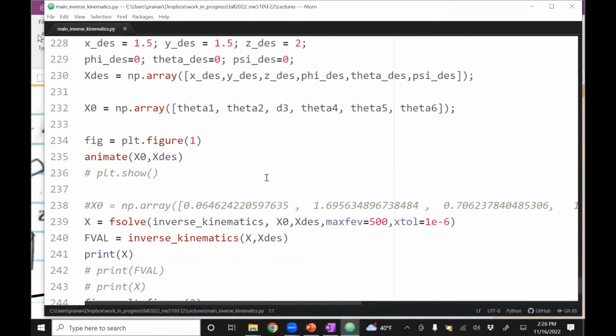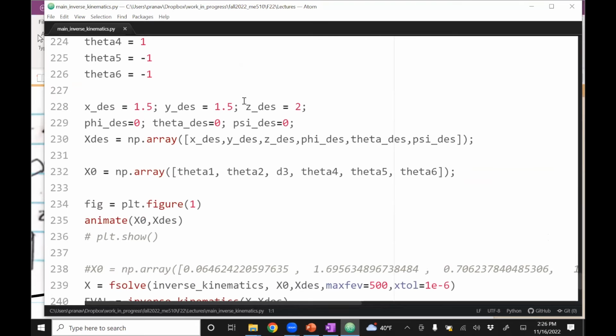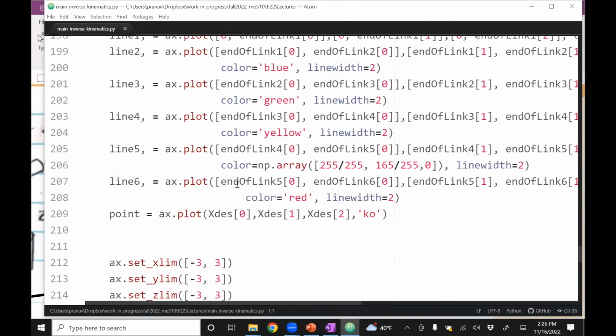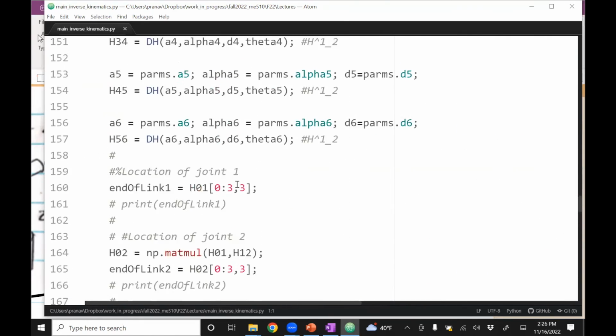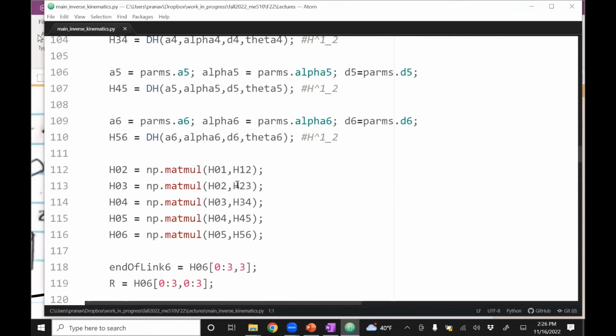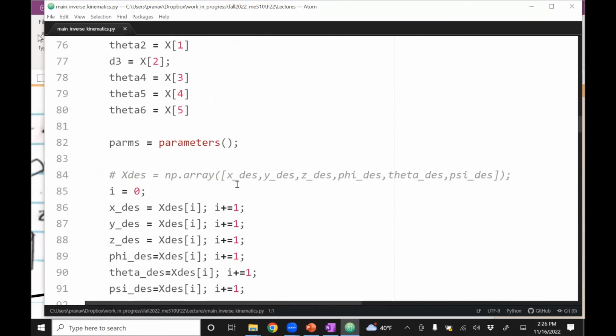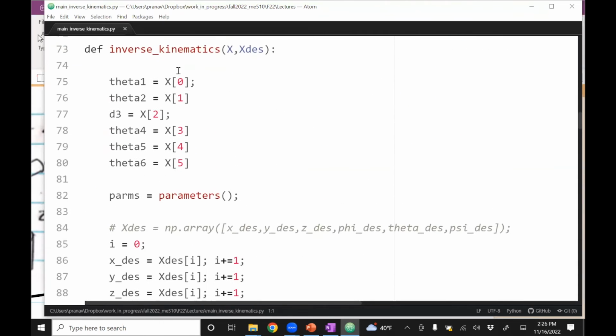Now, X desired is what I said is the end effector position. So I just randomly specified some values. So the position, for example, 0, 0, 0, and then this is the desired orientation. And my inverse kinematics would need those 6 equations, which I can get in a numerical way. So all I do is, these are my control parameters.